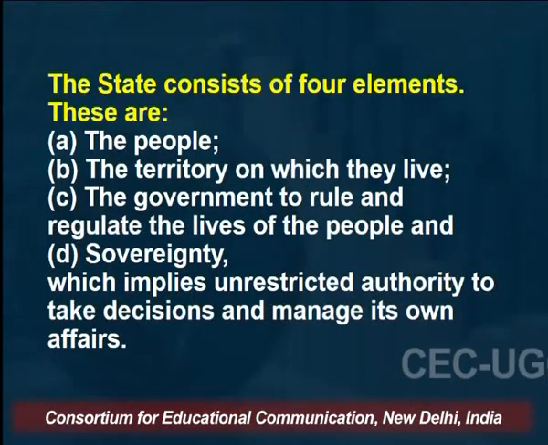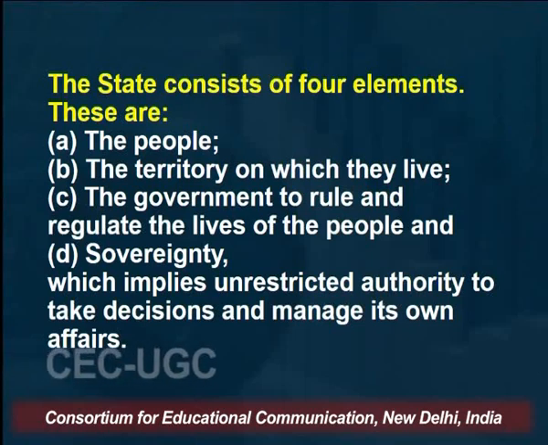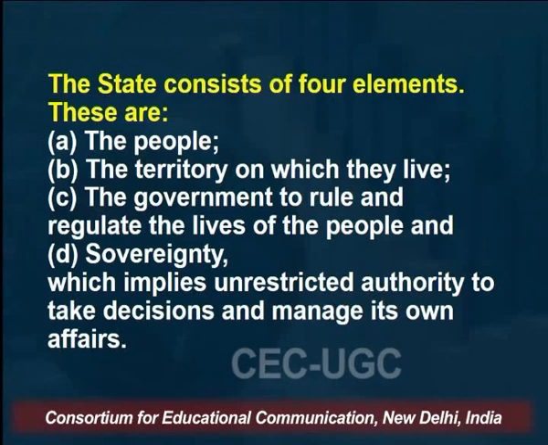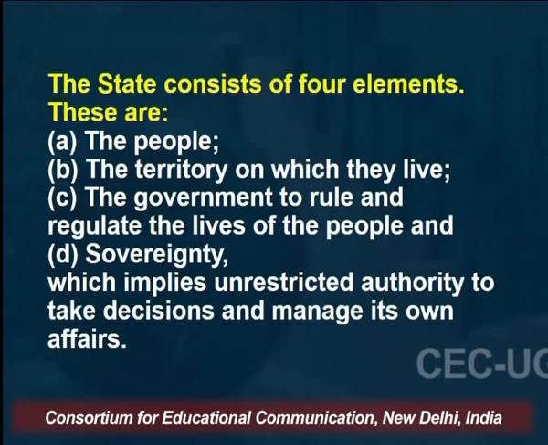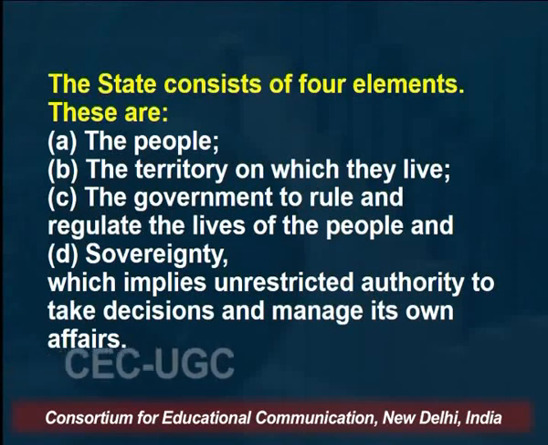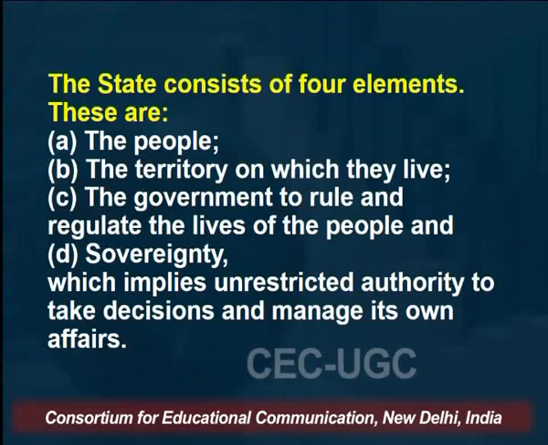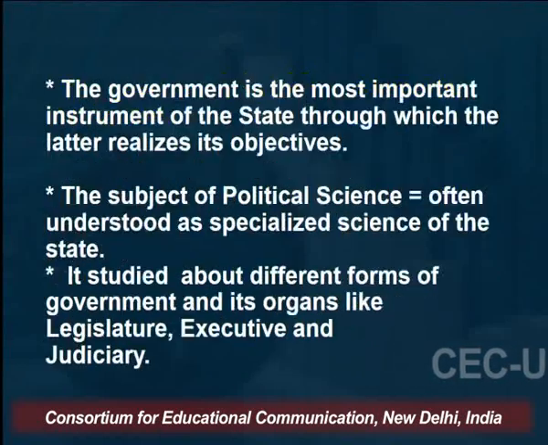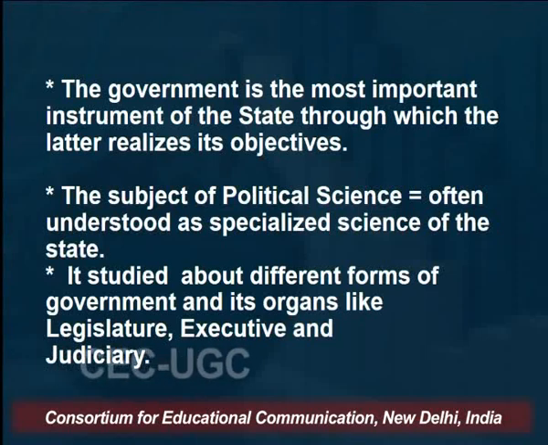Now, when we understand the concept of state, the state consists of four elements. What are these four elements? The people. Second, the territory on which they live. Third, government to rule and regulate the lives of people. And fourth, sovereignty, which implies unrestricted authority to take decisions and manage its own affairs. So, the concept of state has a special bearing with respect to the government.